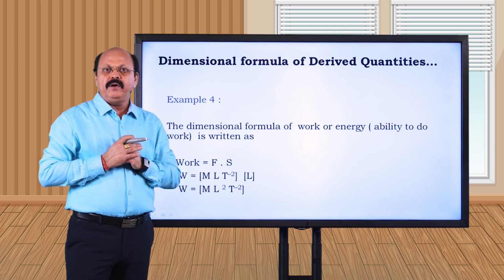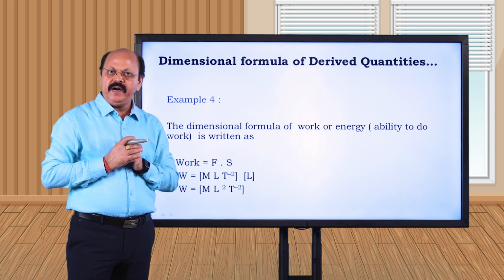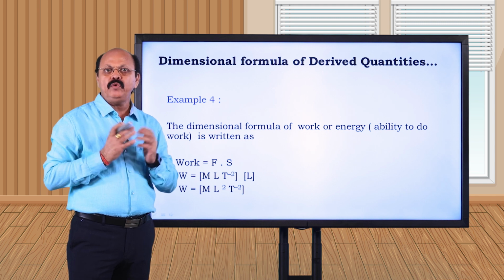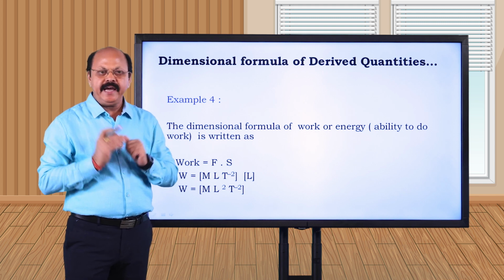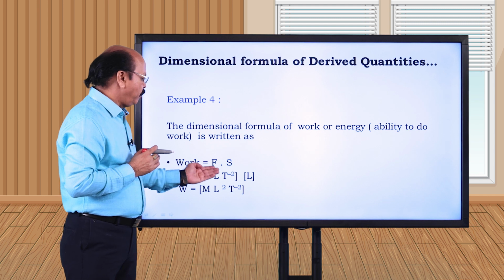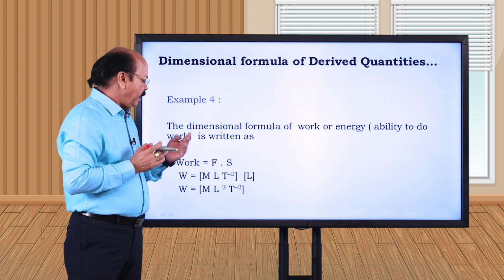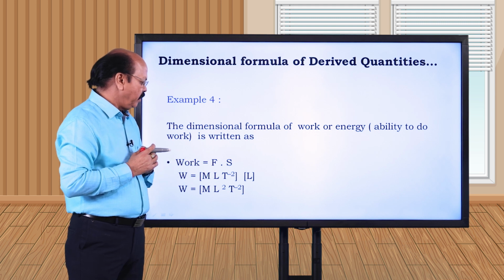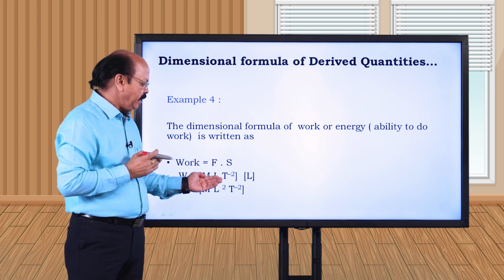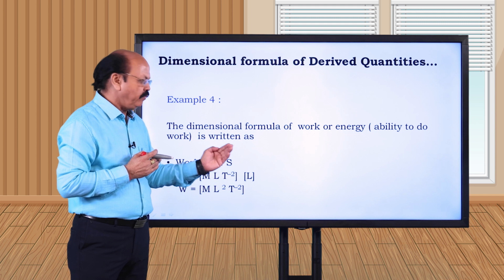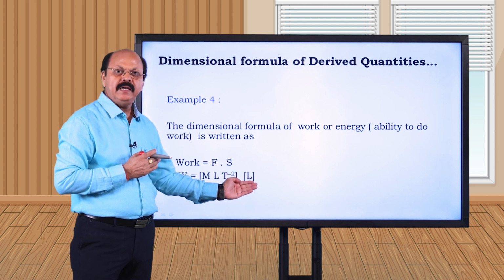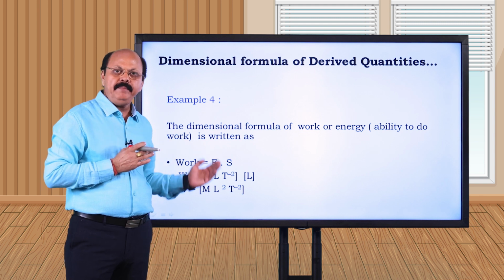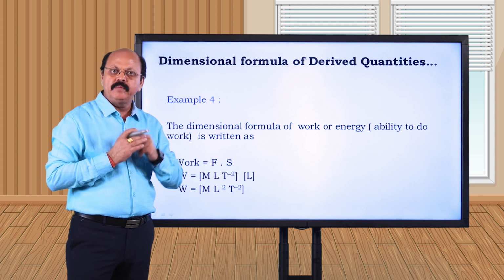We can also find out the dimensional formula of work or energy. Basically, the energy is the ability to do work. It is written as work equal to force into displacement. As you already found in the earlier slide, the dimensional formula of force is M L T^-2, and the dimensional formula of displacement is L. So, the dimensional formula for work becomes [M L^2 T^-2].